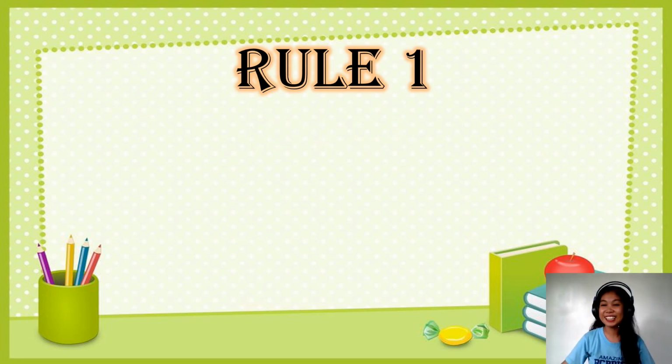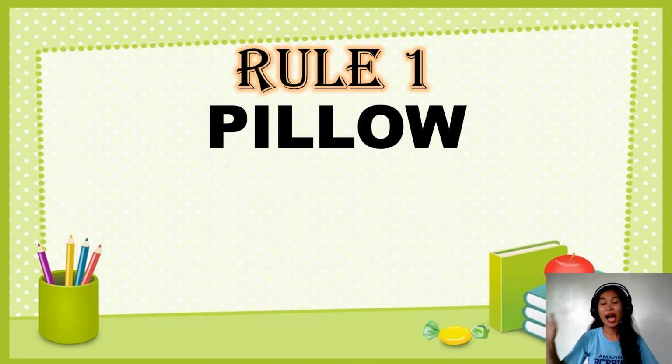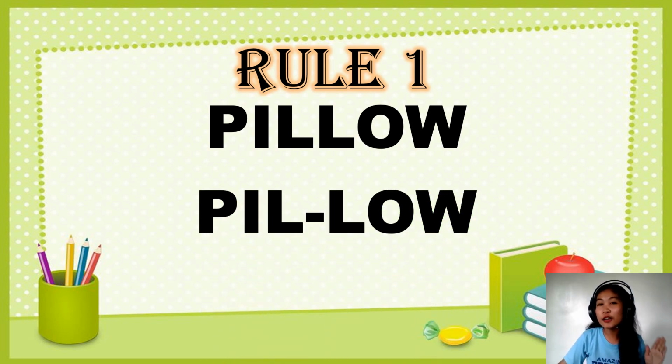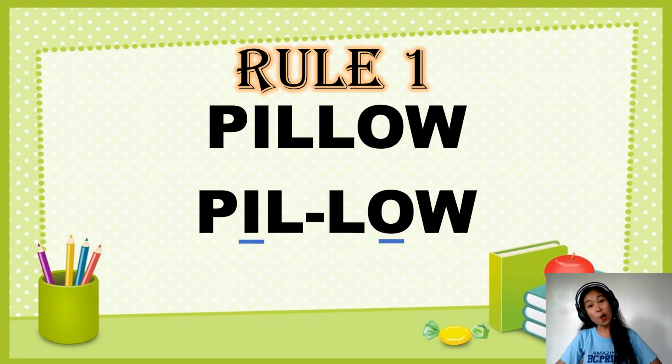Next example. Pillow. How many vowel sounds can you hear from the word pillow? Very good. There are two vowel sounds here. What are the vowel sounds that you can hear? Very good. I and O. Pillow. Correct. Therefore, there are two syllables in the word pillow. Why? Because there are two vowel sounds here.